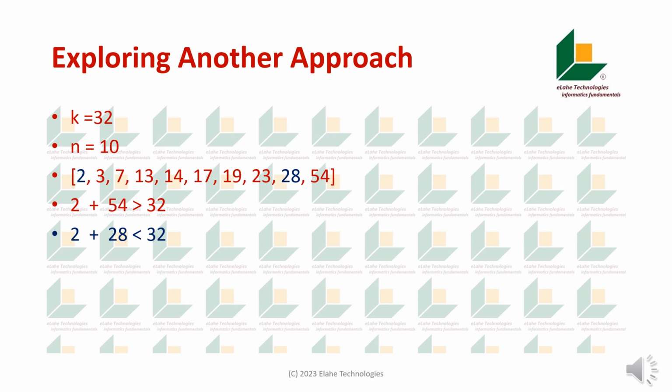Now 2 plus 28 is less than 32. So, we will increment the left pointer now, to get closer to the target. 3 plus 28 is less than 32. So, we will increment the left pointer now, to get still closer to the target. 7 plus 28 is greater than 32. So, to get closer to the target, we will decrement the right pointer.